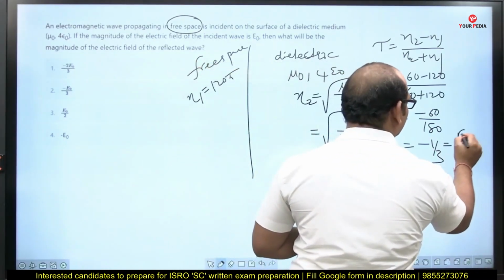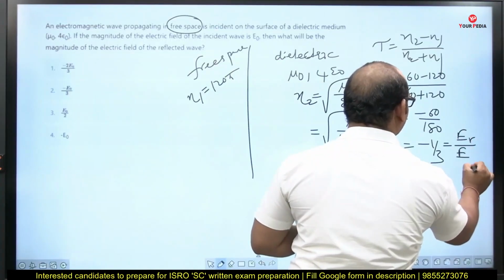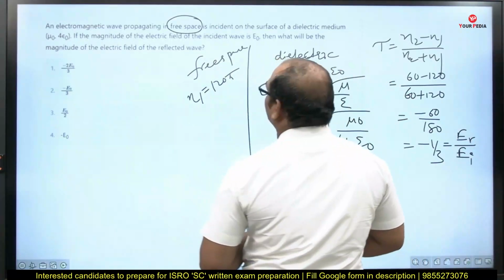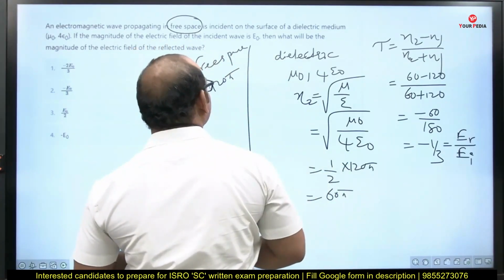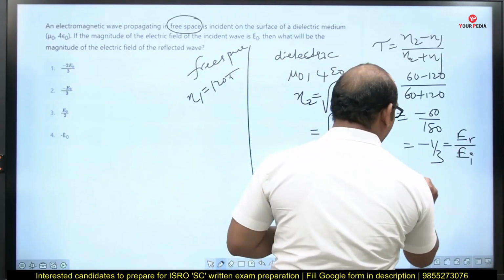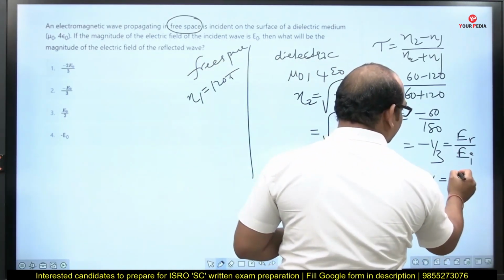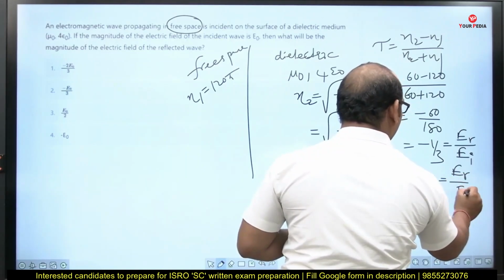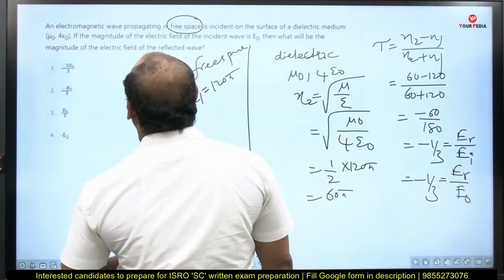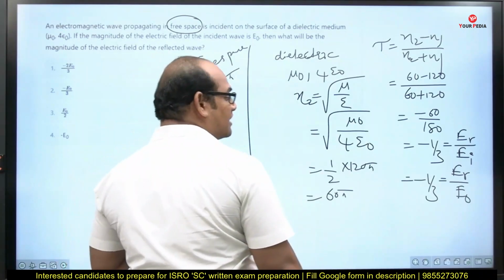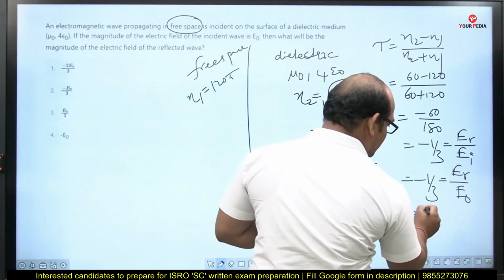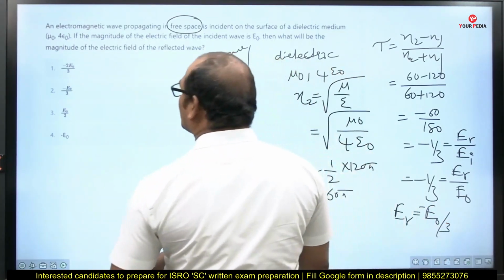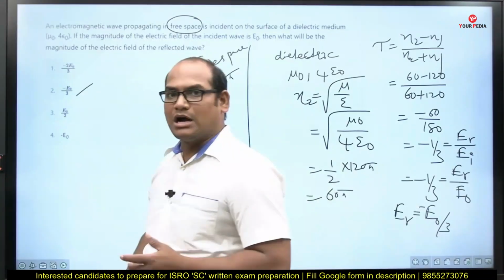That means it is equal to ER by EI. What they are asking: the magnitude of the electric field of the incident wave is E naught, so for the incident wave you can take E naught. What will be the magnitude of the electric field of the reflected wave? So you need ER. It is equal to minus E naught by 3. Okay, so this is the option. Okay, thank you.